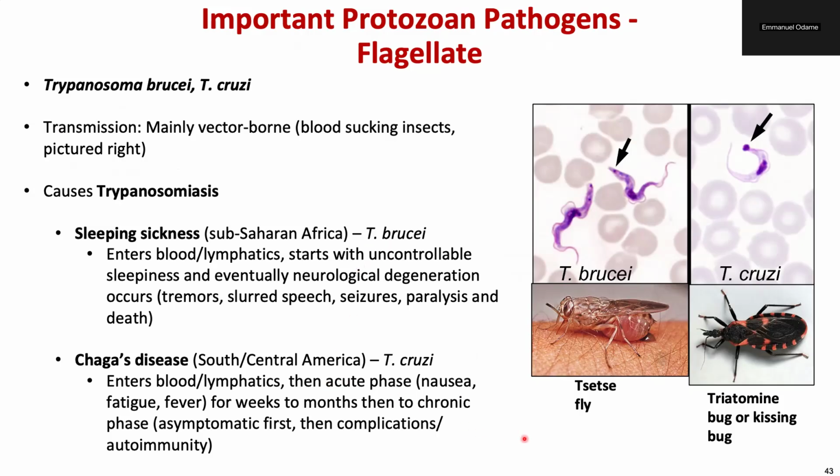And then the second one, Trypanosoma cruzi, causes Chagas disease. It bites you, you get an acute phase made up of nausea and fever, and a few weeks or months later you have an asymptomatic phase, and then complications and autoimmune diseases. These are the chronic phases that you experience, and then you die. This bug causes that disease, and it's called a kissing bug because most of the time it ends up biting your face, and this one causes the sleeping sickness.